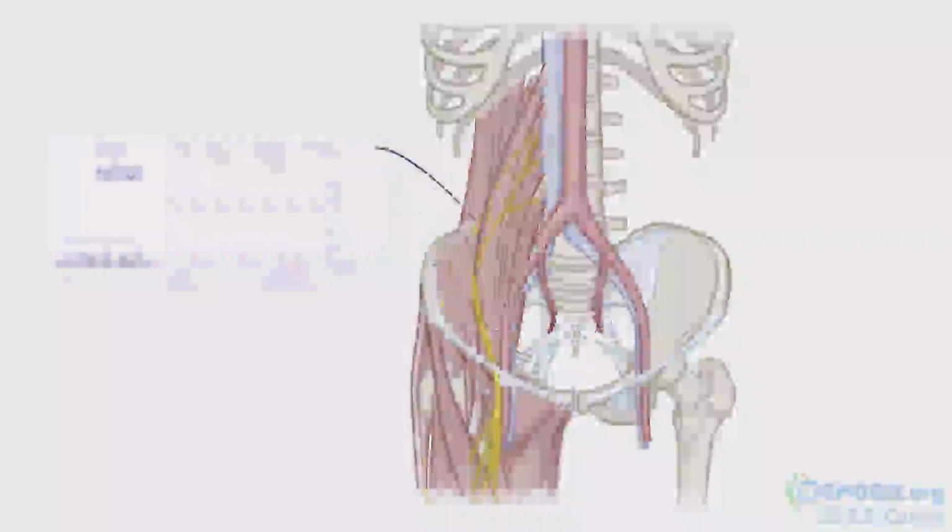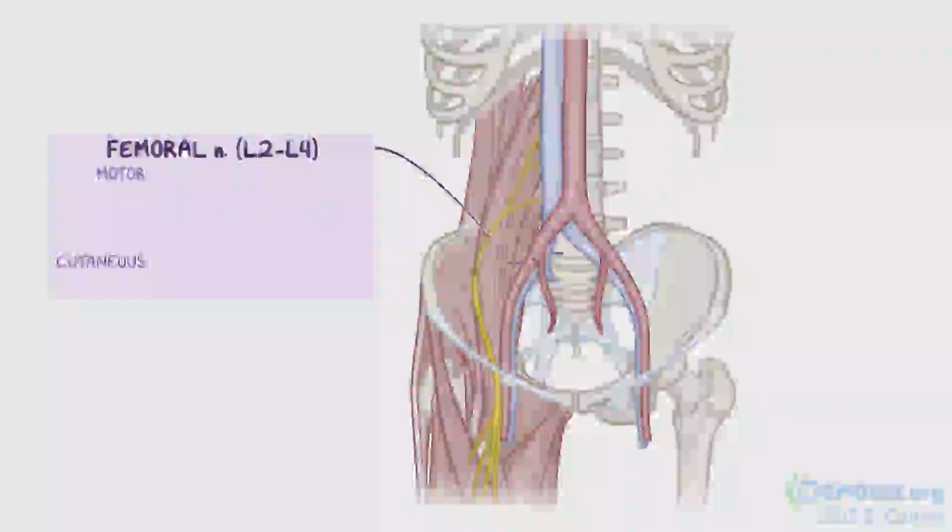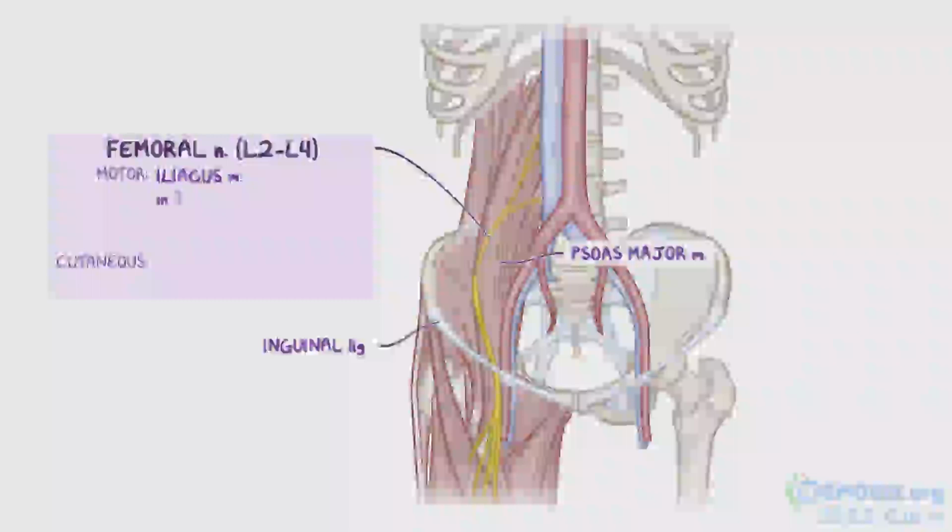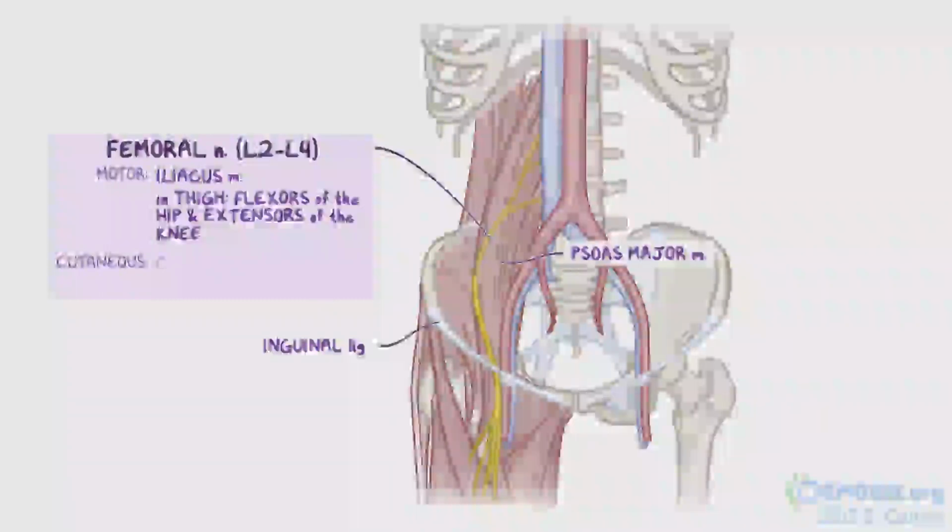Moving on, next is the femoral nerve, which arises from the anterior rami of L2 through L4. It emerges from the lateral border of the psoas major muscle, gives motor innervation to the iliacus muscle, and then it passes deep to the inguinal ligament into the anterior thigh. In the thigh, it gives motor innervation to the flexors of the hip and extensors of the knee, and gives rise to cutaneous branches that provide sensation to the anteromedial thigh and the medial leg and foot.